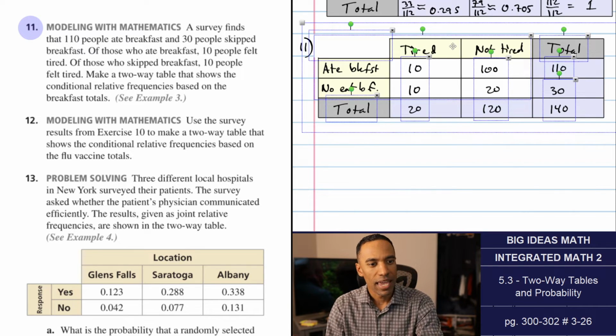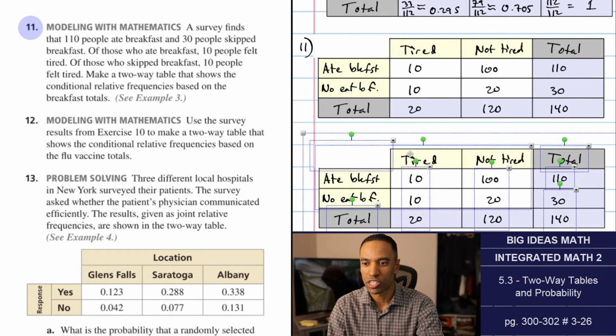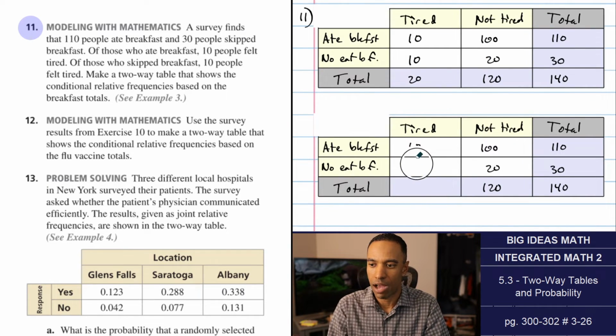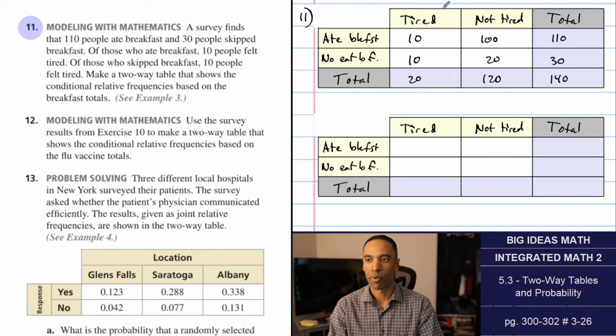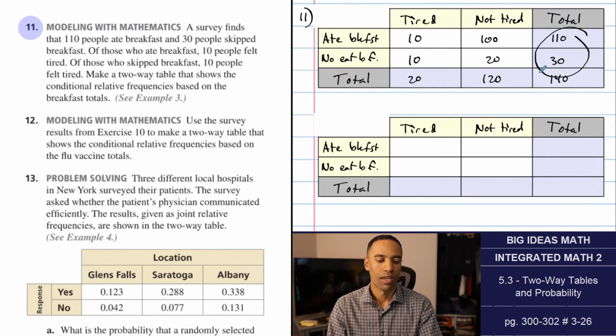They said based on the breakfast totals. So what they're saying is, and I'm trying to copy paste, I might be pasting right over it. Okay, so conditional relative frequencies is now taking those numbers and saying based on the breakfast totals, not based on the tired totals, right? So here are the breakfast totals.